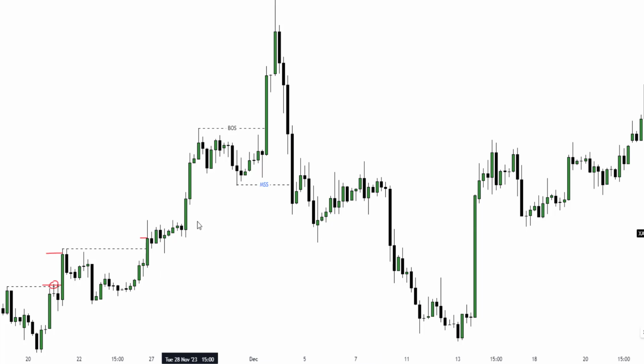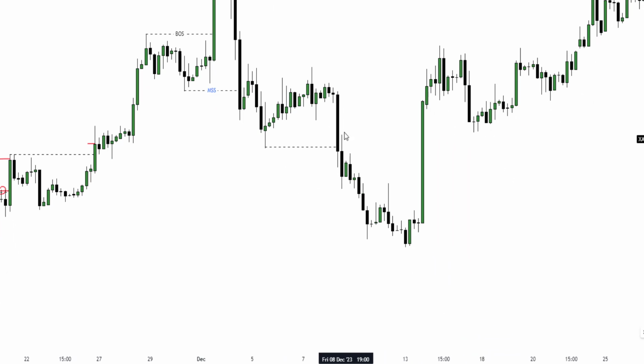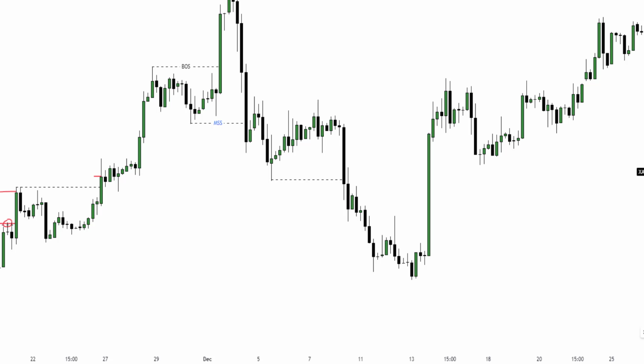We are no longer in an uptrend, we are now in a downtrend. So you continue from that level again. Break of structure. All right. You follow it until you see, this is it. Price came here. We don't have any retracement at this point. This is still our lower high.